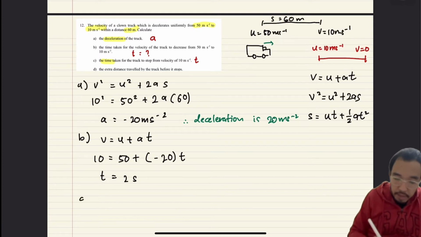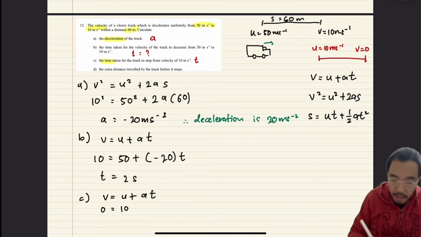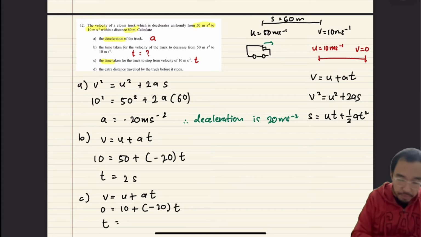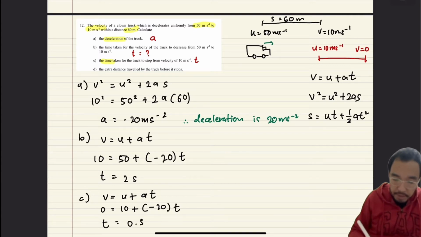Again, I will use the same formula. Now your final is 0 and your initial is 10, so 0 equals 10 plus negative 20 t. Now you can calculate time straight away. You have negative 10 divided by negative 20, so you get time equal to 0.5 seconds.